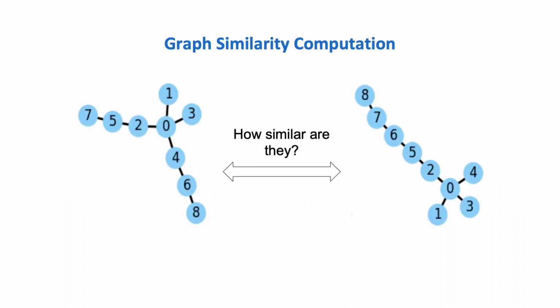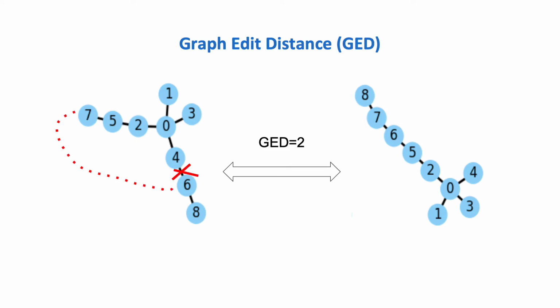Now the first question is on how to compute the graph similarity. On the screen I show you two graphs, and now the question is that how similar are they? One way to do so is by computing the graph edit distance. Intuitively, it is the number of operations that needed to convert one graph to the other, and vice versa. It is a symmetric relationship. In this particular example, you can see that the graph edit distance is 2, which means that you want to clip off this little branch with 6 and 8 and reconnect them to the node 7. So this would give you a graph edit distance of 2.